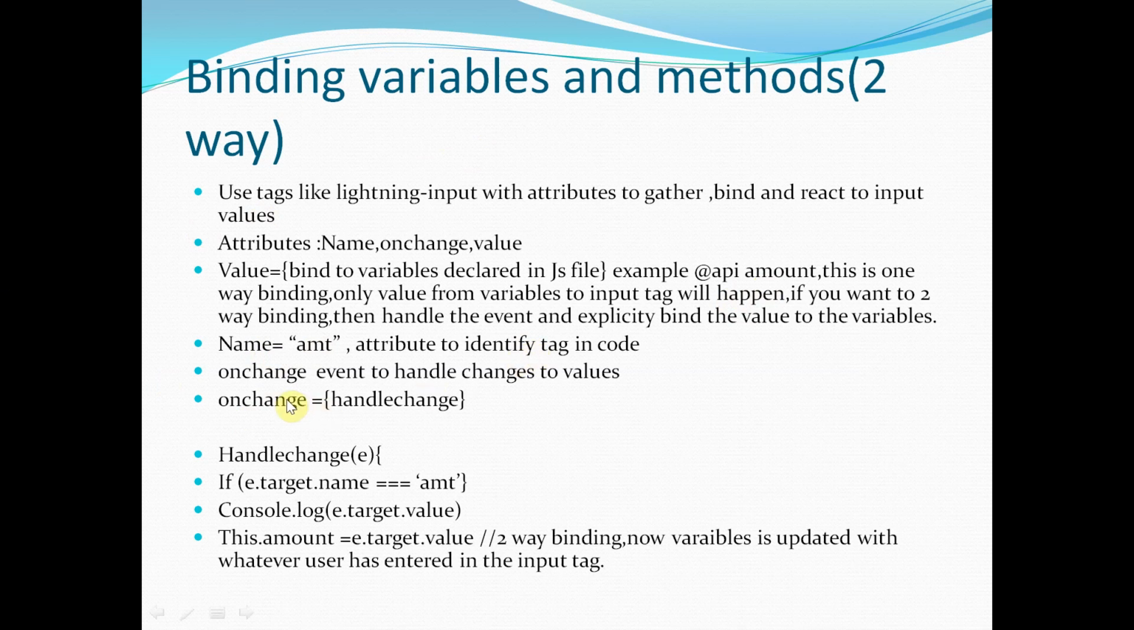You can give a name, like amount, to identify the tag, and on change you want to call a method. In the method, we check what is the value, what is the name, what is the target emanating the event, because on the change it will fire this event. In the event you're going to check what is the tag which fired, what is the name of the tag, and then we can check the value of it. Now the two-way binding is completed. So now this.amount, which is a local variable within your JS file, will get updated with whatever the user has entered in the input tag.